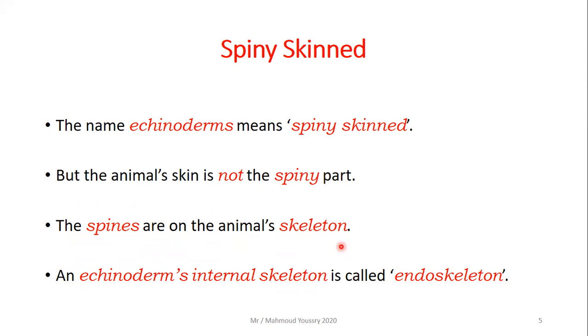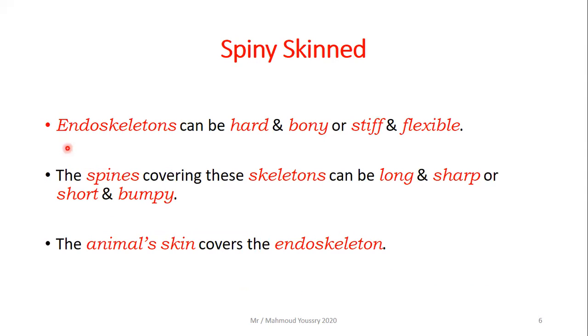An echinoderm's internal skeleton is named an endoskeleton. Endoskeletons can be hard and bony or stiff and flexible, and the spines covering these skeletons can be long and sharp or short and bumpy. The animal's skin covers the endoskeleton.